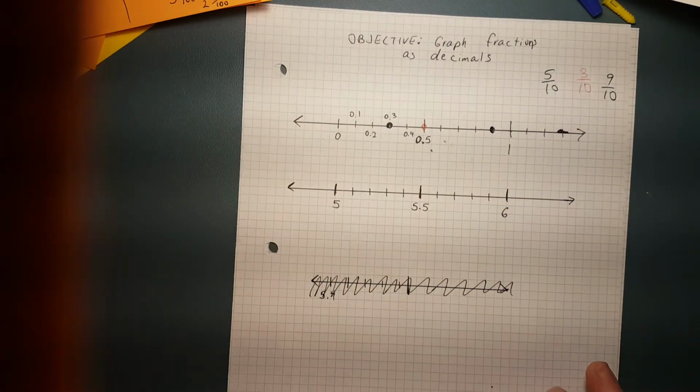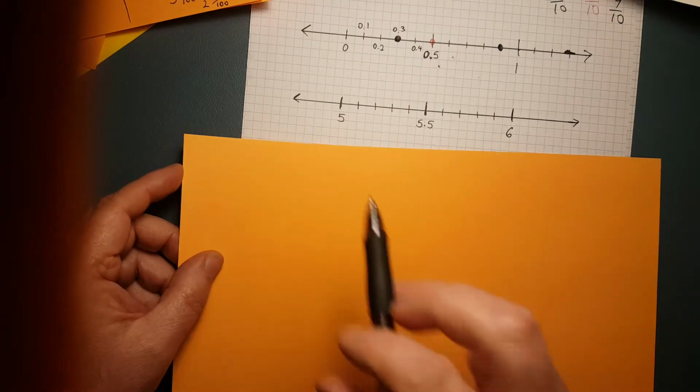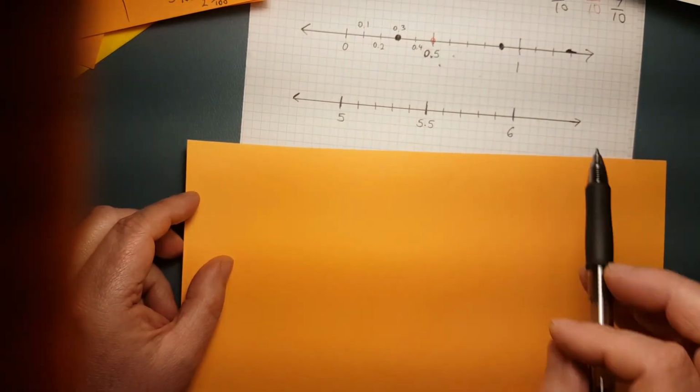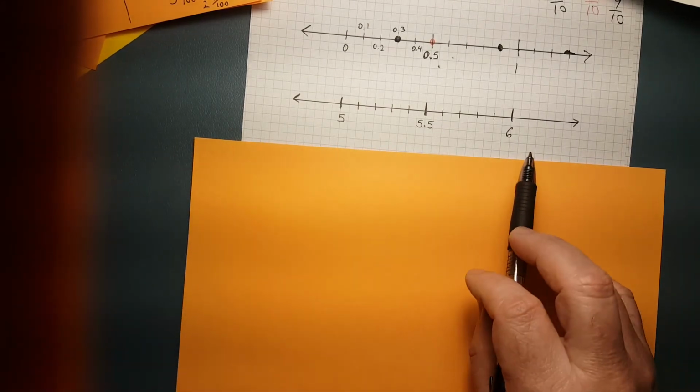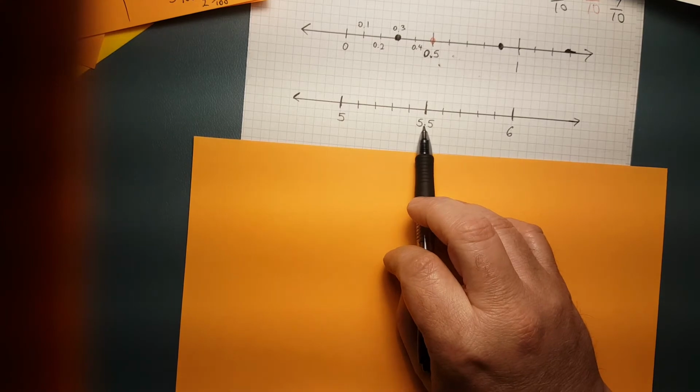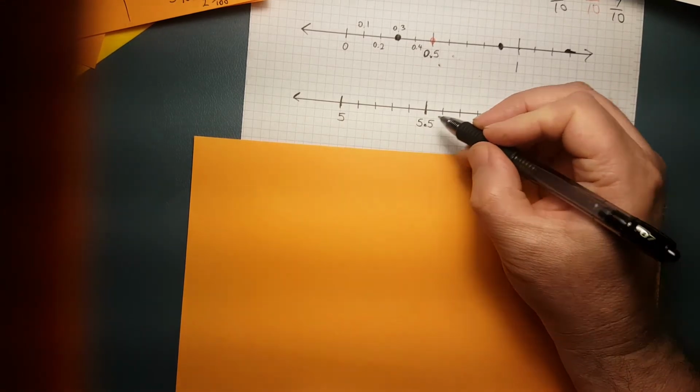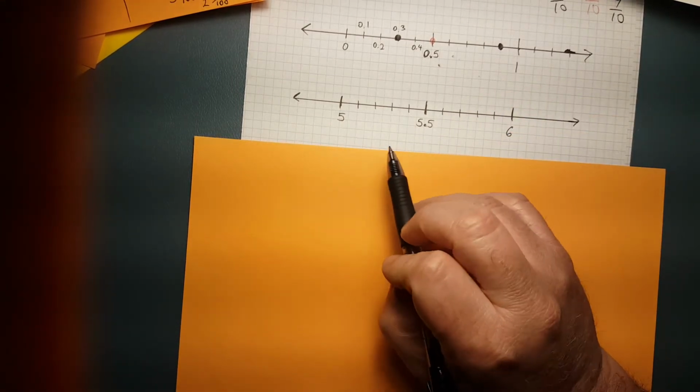All right, they can get a little more tricky. The number line doesn't have to start at 0 and go to 1. In this case, it starts from 5 and goes to 6. So right between 5 and 6 is 5.5. This gets confusing because it shows the decimal and these ones don't.